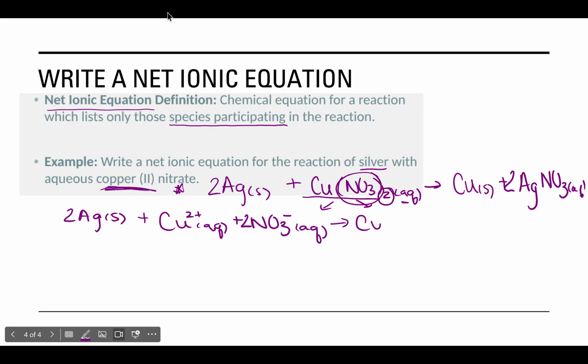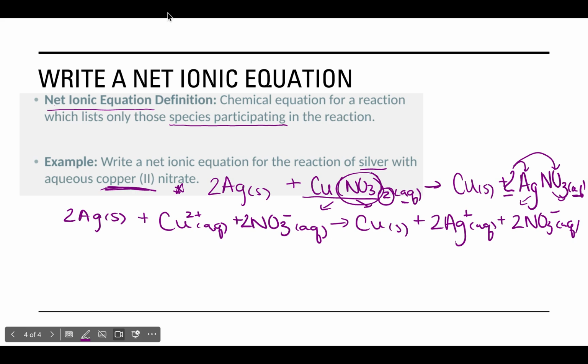Then on the right hand side, my products, copper solid, can't do anything with, so just write it down again. And this is aqueous, so we can break up this ionic compound. And because of the 2 out front, that means there's 2 of each of the ions. So I'm going to have 2 silver ions and 2 nitrate ions. So this is our total ionic equation. It shows every single ion that's present in our solution.